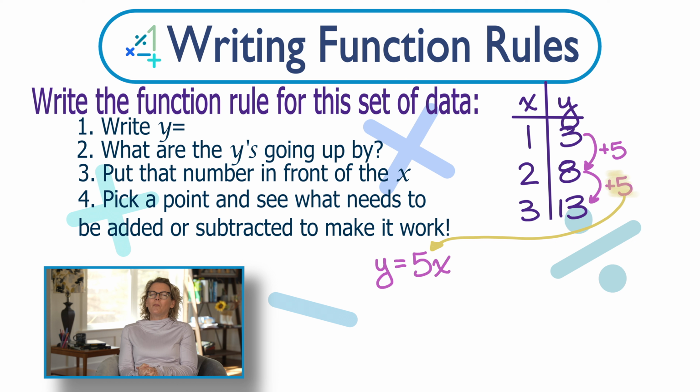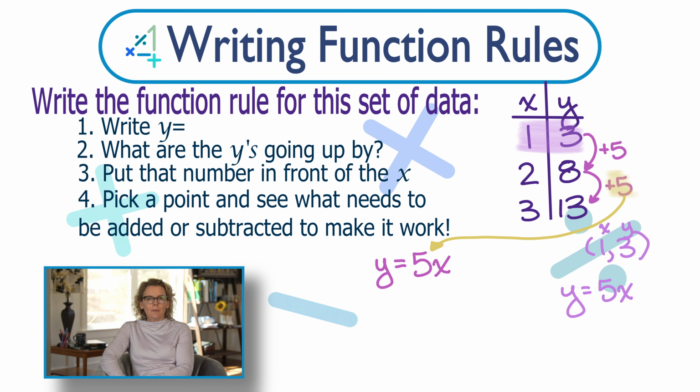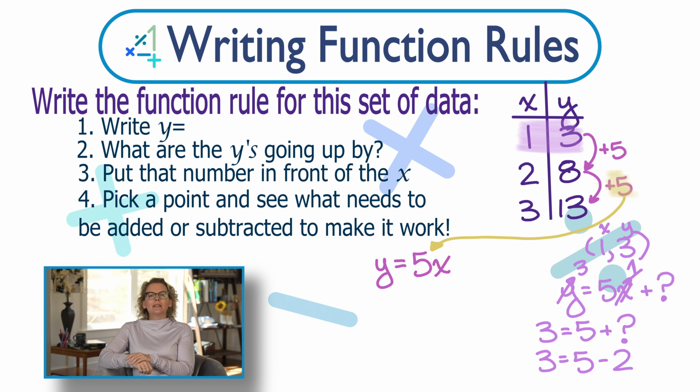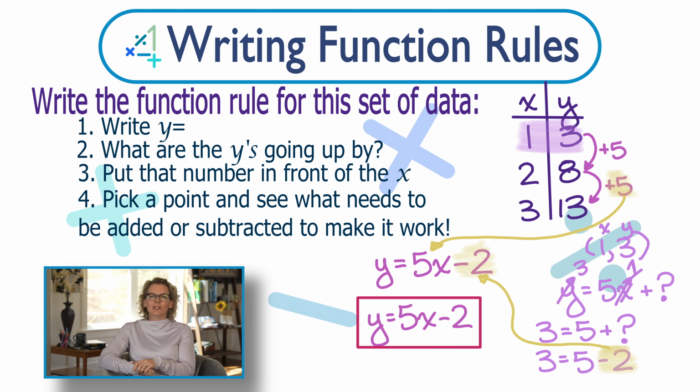Step 4, and the most tricky part. Take a point. We can use 1, 3, and put that into our y equals 5x, and figure out what we need to add or subtract to make it work. 3 equals 5 times 1 plus or minus what? If I'm at 5, I need to subtract 2 to get to 3. So my final function rule is y equals 5x minus 2. And this will work for any of the points given, as well as the pattern keeps going to infinity.